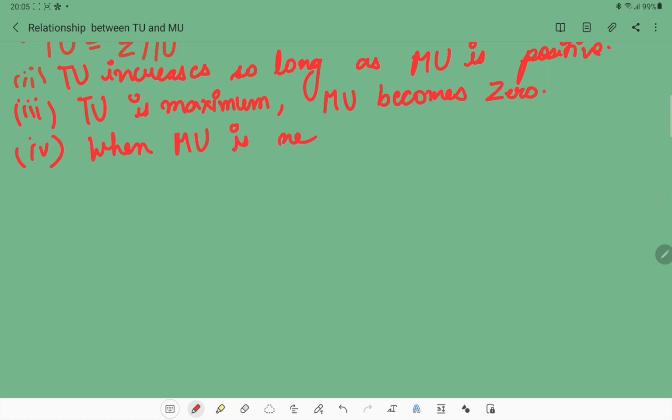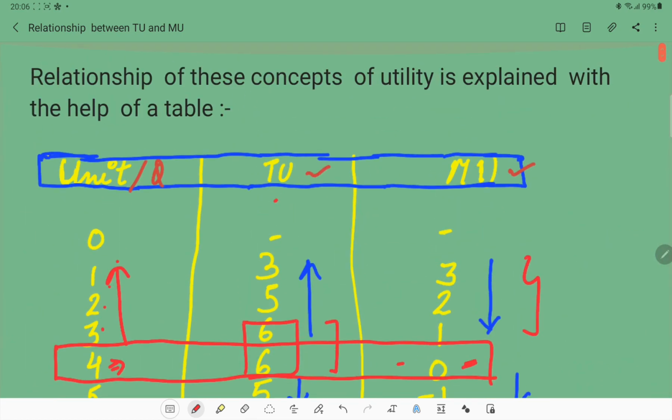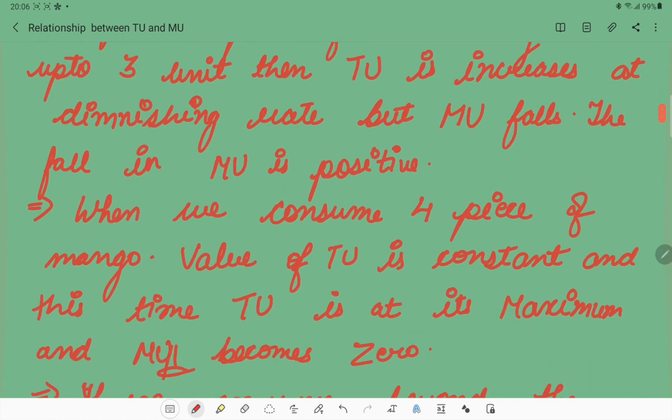And the fourth point is, when MU is negative, TU starts diminishing. What does TU do? TU starts diminishing. Here you can see that we are observing a change in TU, TU is decreasing, and when TU is decreasing, MU becomes negative.